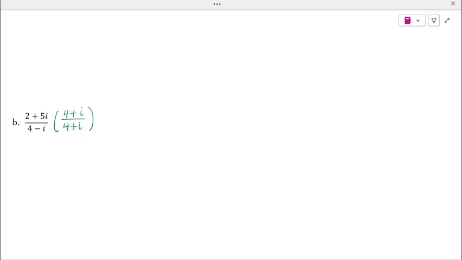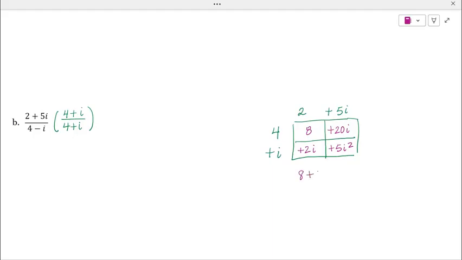So let's do this. Let's do some side work here. 2 plus 5i and 4 plus i. I'm going to get 8 here plus 20i plus 2i and then plus 5i squared. So this is 8 plus 22i plus 5i squared.